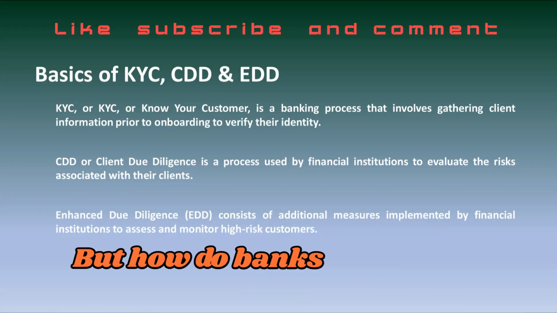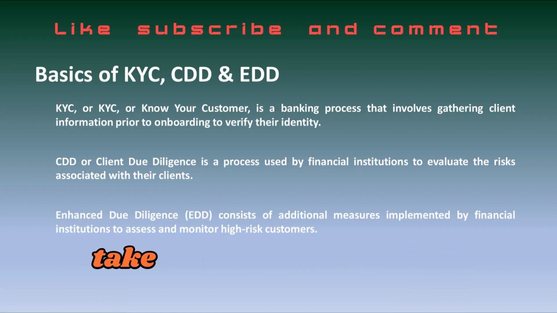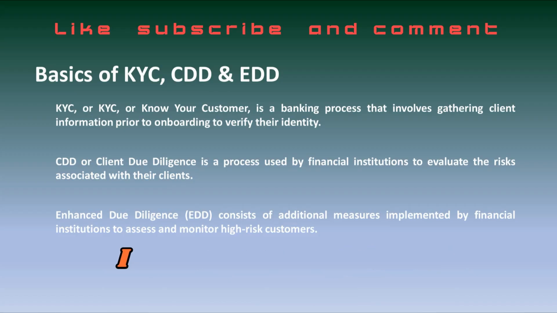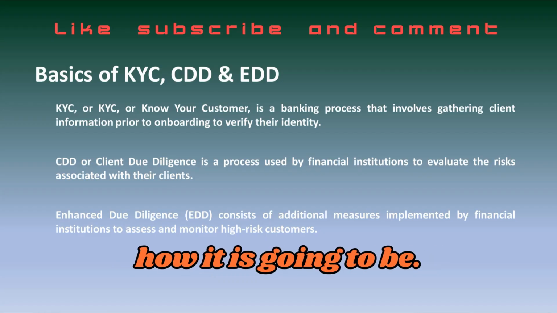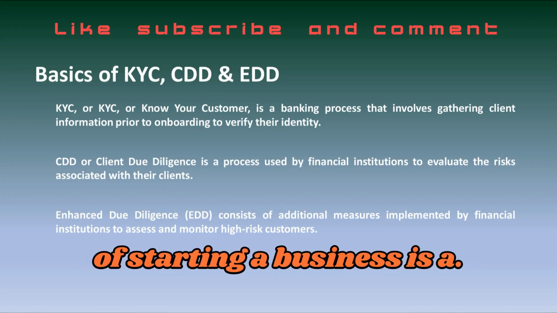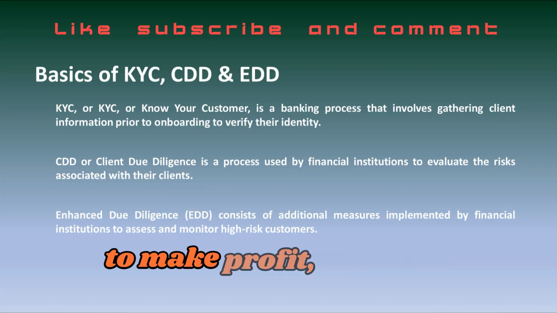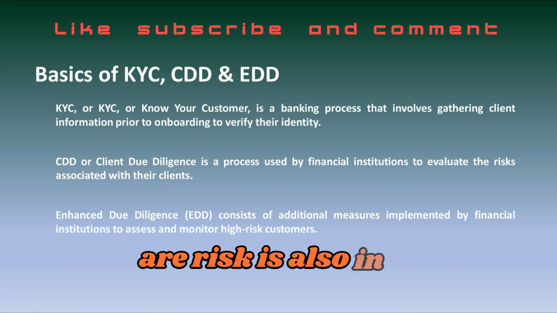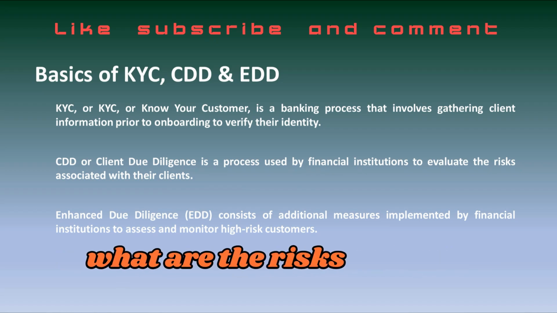But how do banks prevent it? Which department will take care of the money laundering stuff? We'll connect everything in the upcoming slides. I'm just giving you a brief of how it is going to be. First, you need to understand the main purpose of starting a business. If the main purpose of starting a business is to earn money or make profit, there is a reward, which means there are risks in it too. So now we need to analyze what risks we have.